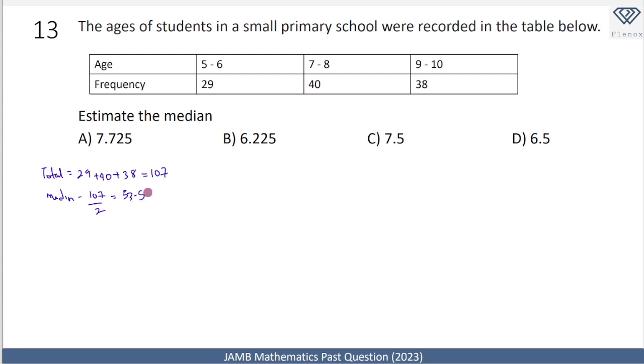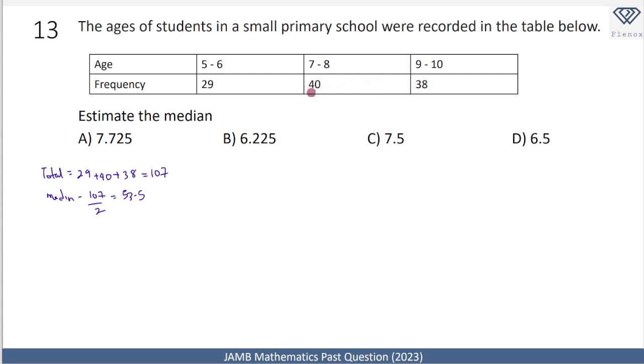And where does 53.5 fall? We have 29, then we have, so 53.5 will fall somewhere in this group, because 53.5 is greater than 29. Then when you find the cumulative, that means it's going to lie somewhere between here. Now you have 38 over here, count from this other side also.